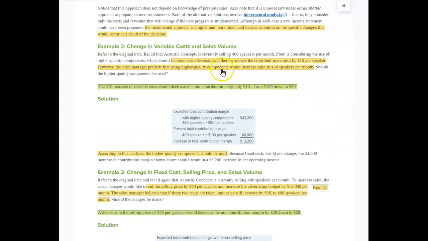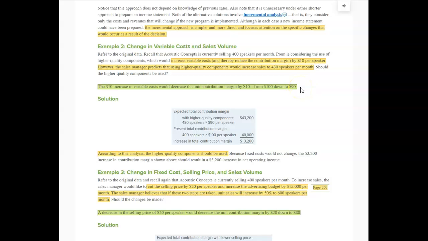In this next example, they want to increase variable cost this time by $10 per speaker. I think they're going to make higher quality components. And then the sales manager feels like they would increase sales to 480 units per month instead of 400. So let's increase variable cost $10. And what that does then, it drops the contribution margin down somewhat by $10, in fact. It was 100, now it's dropping to 90. Again, this is because variable costs per unit are changing.